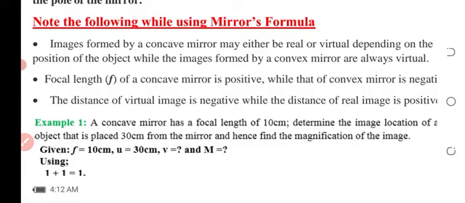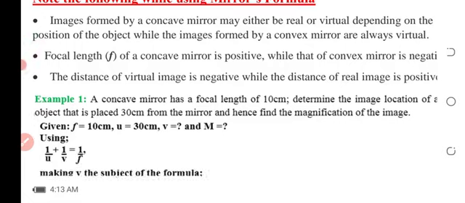And the second fact we need to consider is that the focal length f of a concave mirror is positive, as we discussed earlier, while the focal length of a convex mirror is negative. Now the distance of a virtual image is negative. That is, when the image is virtual, its distance is always negative, while that of a real image is positive.